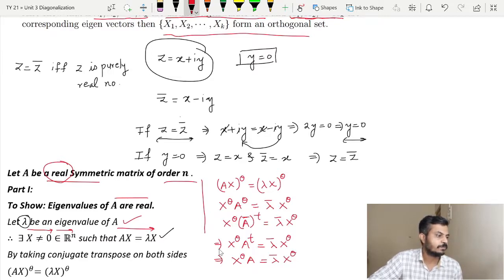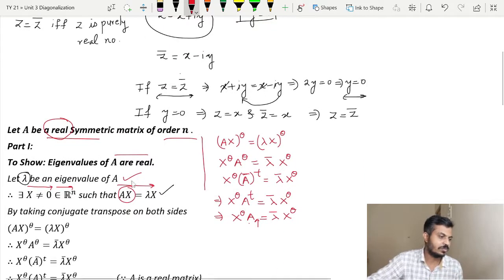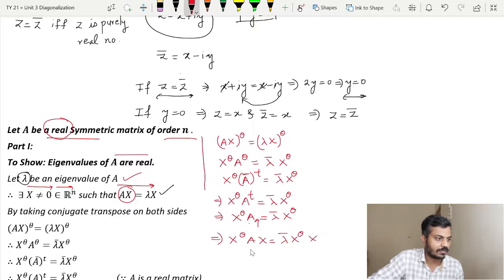Now note that we do have the value of Ax here, so I have to use it, but you can see that I don't have x over here. So what is our choice? So simply I will post multiply by what? x. So if I post multiply by x, then I will have Ax there, and that will allow me to use the value of Ax as lambda x. So after post multiplying by x, this will imply x raised to theta Ax will be equal to lambda bar x raised to theta x, but Ax is lambda x, so this implies x raised to theta lambda x will be equal to lambda bar x raised to theta x.